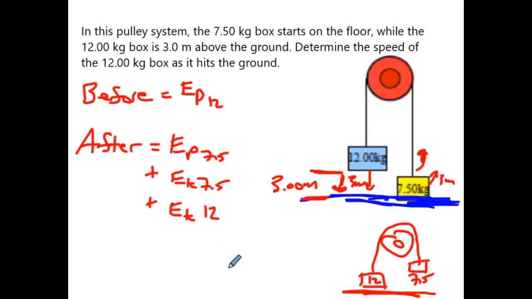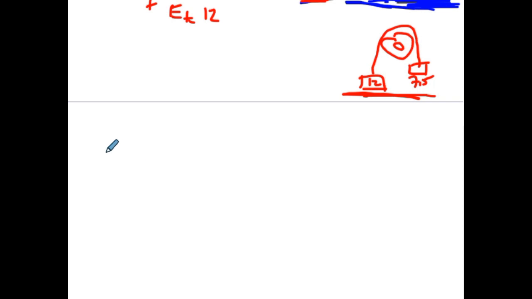So here's kind of the way I'm going to start building a formula. And this one's a little more complicated than the last one. Before we begin, we have the blue box having the potential to fall down. That's all we've got before we let go. After we let go, the blue box is on the ground, so it has no potential energy. But the yellow box is in the air, so it does have potential energy. But it's also moving, so it has kinetic energy. And the blue box was also moving as well. The instant before it hit the ground, it was moving. So we want to know the speed as it hits the ground. Not the speed after it hit the ground and stopped, but as it hits the ground.